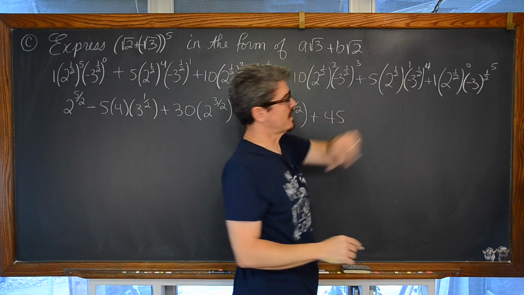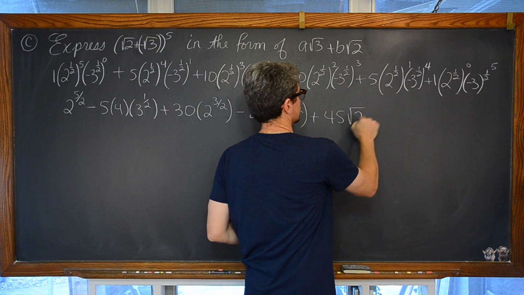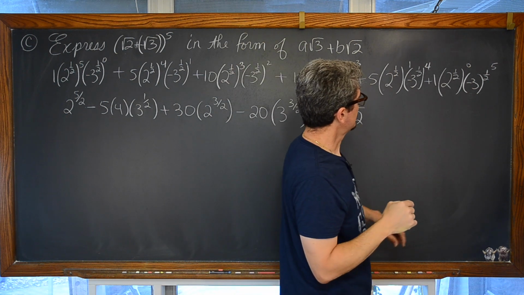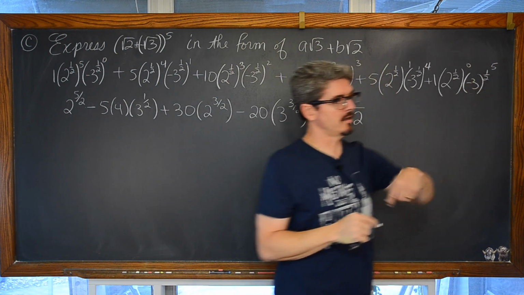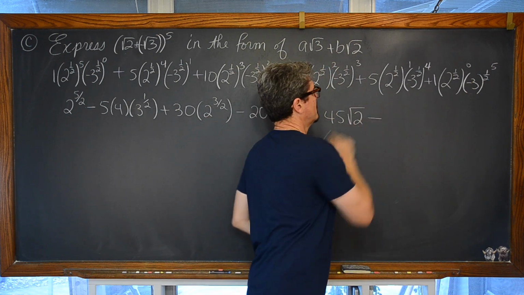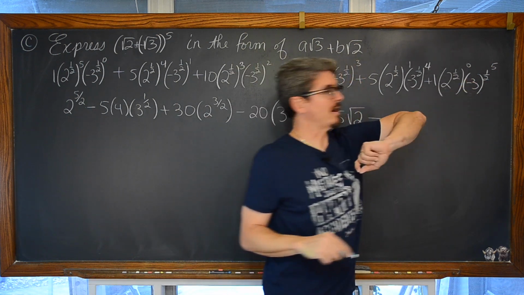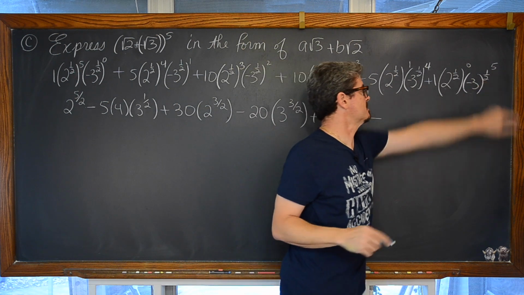And then 2 to the 1/2 power, so I'm just going to go ahead and write that as square root of 2. And negative 2, odd power is negative, so minus. This is to the 0 power, so it's 1, and we have 3 to the 5/2 power.